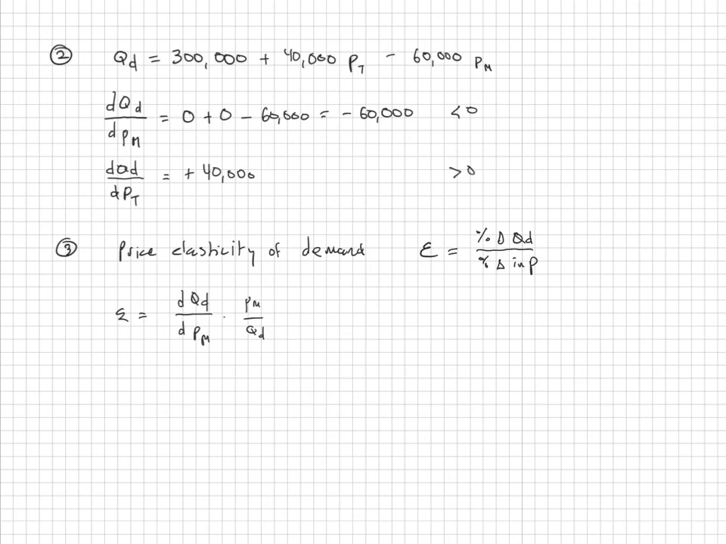So we already know what these things are, so I'm going to plug in the partial, which is minus 60,000. We just found that. We know the price was equal to 3, and the equilibrium quantity was 600,000, which gives us a price elasticity of demand equal to negative 0.3. That is, if you increase the price by 1%, quantity demanded will go down by 0.3%. All right, that's it. Thank you.